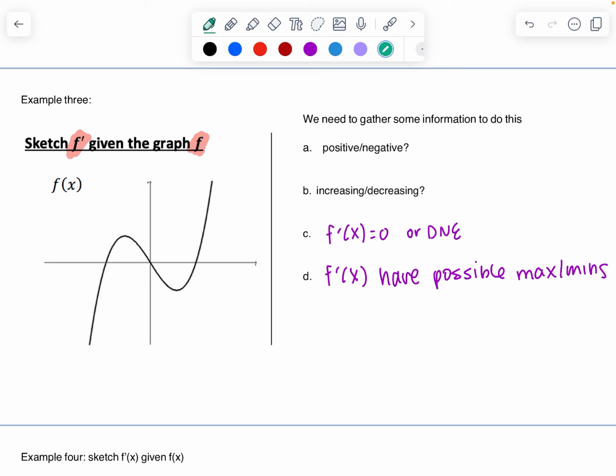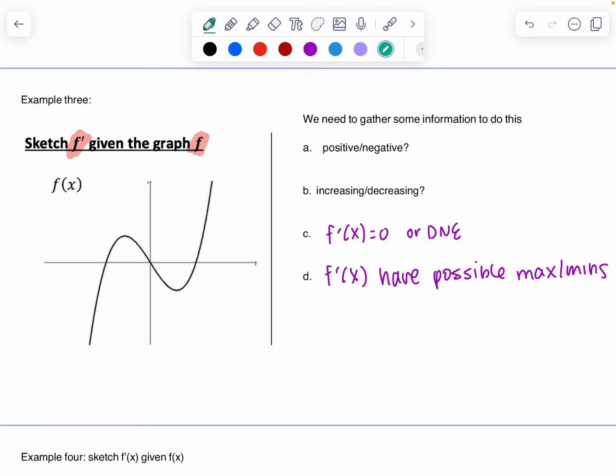When you have just graphs and you don't have any equations, there's going to be a lot of things that aren't exact because you couldn't figure out exact numbers. So we're just going to try to do this one. It won't take us too long and then we'll do some more in class. To gather information, if we want to sketch the derivative, we need to know where it's positive or negative. We didn't have a way of knowing when the original function was positive or negative, but we do know when the derivative is positive and negative, because that is where the original function is increasing or decreasing.